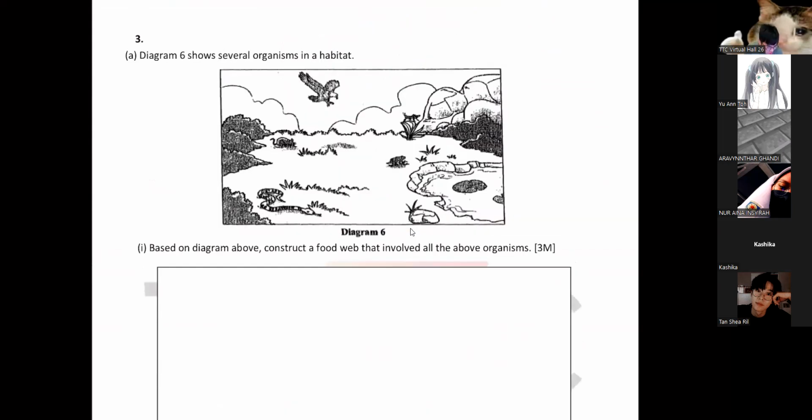Wow. Okay. Anyway, so number 3, several organisms in a habitat. Based on the diagram above, construct a food web that involves all the above organisms.